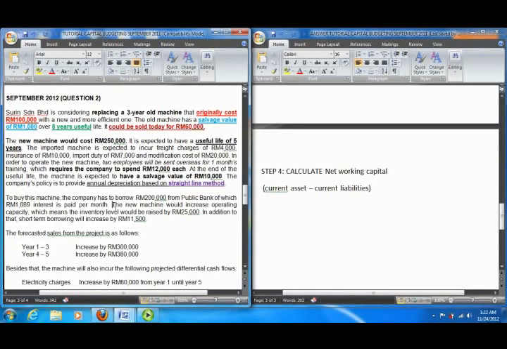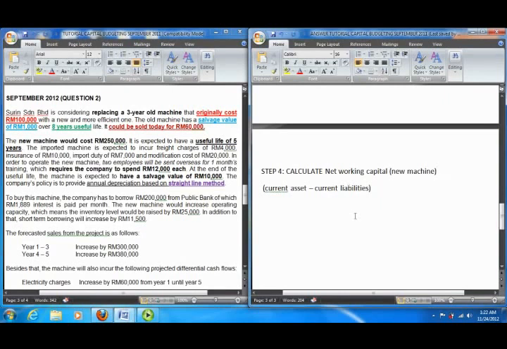Alright, so that is the information. Next, the new machine. Class, you need to calculate net working capital for your new machine. Remember step 4. What, class? Calculate net working capital for your new machine.